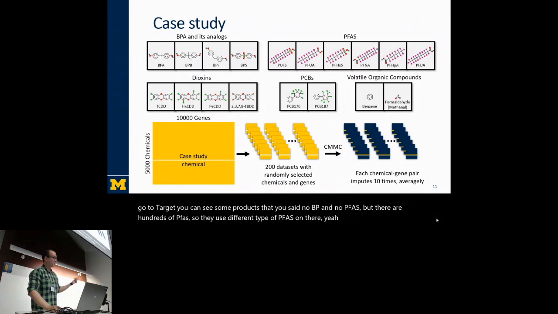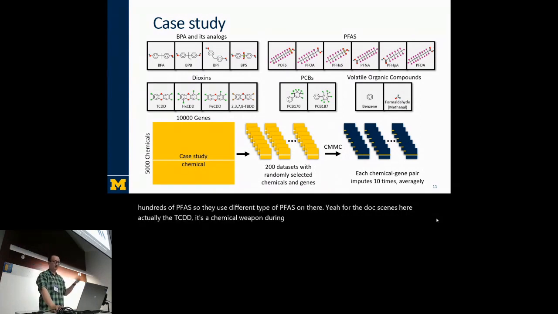For the toxins here, the TCDD was a chemical weapon during the Vietnam War. And the PCB is another chemical used to produce electric devices. The other two are very common compounds.